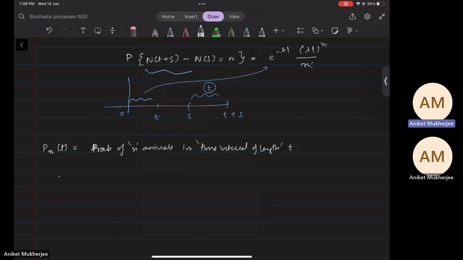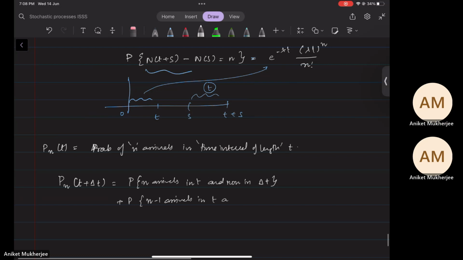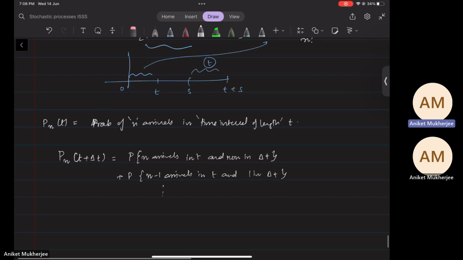Now what I want to find is the probability that n events occurred in t plus delta t. This I can write as the probability that n arrivals in t and none in delta t, plus the probability that n minus 1 arrivals in t and 1 in delta t, and so on, plus the probability that 0 arrivals in t and n in delta t.